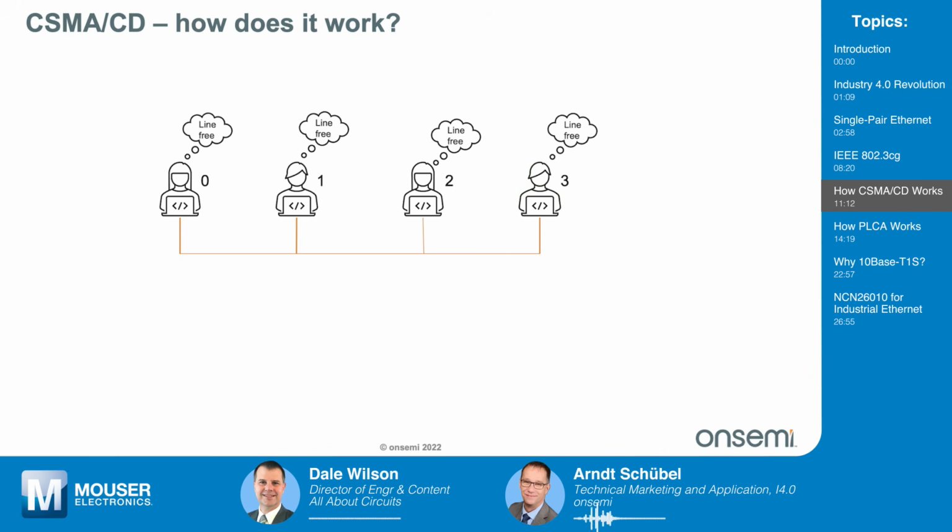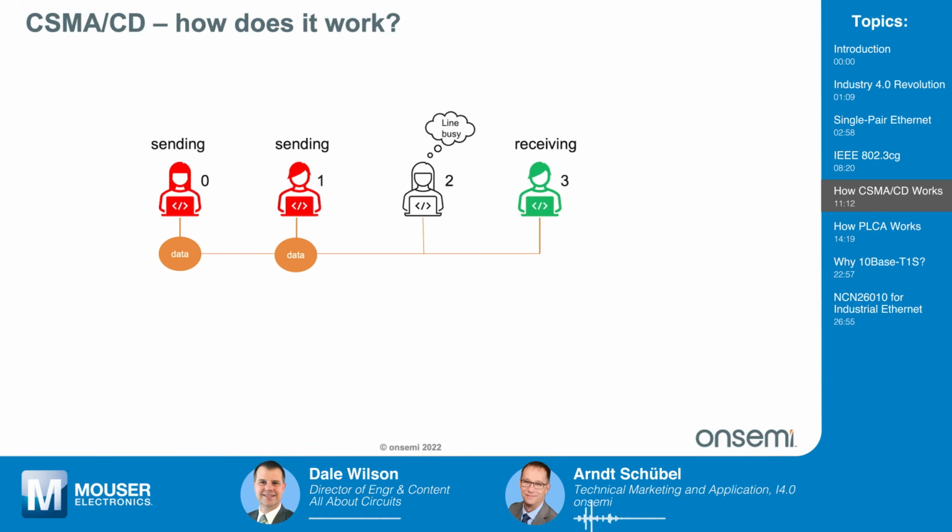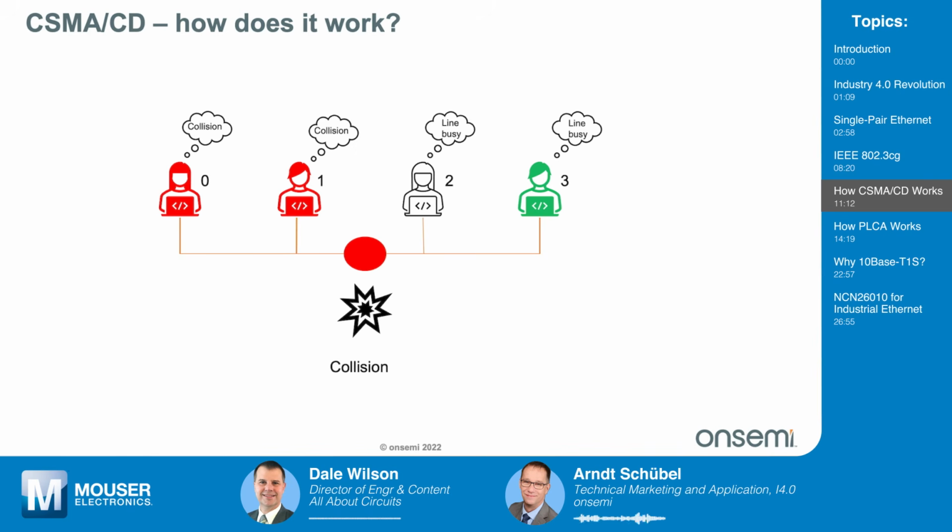But if all see the line as free and two of them try to send data at the same time because they have data to send, then the data creates a collision. The passive stations, like the one receiving and the one doing nothing, just see the line being busy. They don't know what's happening. But the other two monitor their own traffic, and as the traffic coming back due to the collision is not the same as what they sent out, they say, hey, it's a collision. My data didn't make it through. It's corrupted at the other end, so I have to do something about it.